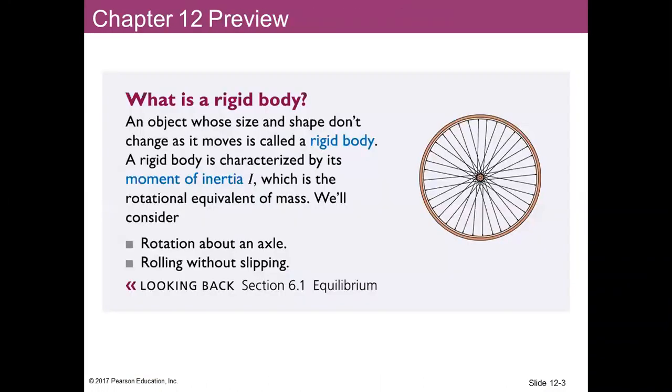So what is a rigid body? It is an object whose size and shape remain the same when the object undergoes some rotation. A rigid body is characterized by its moment of inertia, which is denoted by I, the rotational equivalent of mass. So moment of inertia is the tendency of an object to resist angular acceleration.